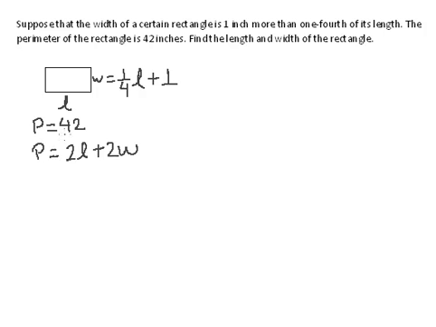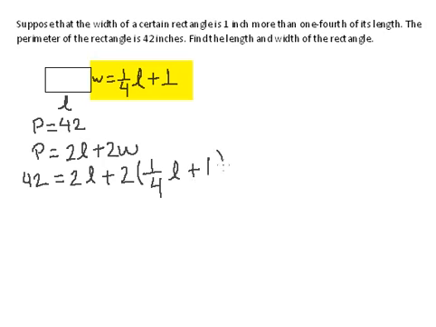Now all we have to do is replace the values that are given to us into the equation. In this case, they gave us the value of P, which is 42, and the value of W, which is 1/4 of L plus 1. So instead of P, we're going to write down 42 equals 2, which is part of the formula, times L plus 2. Now instead of W, we're going to write the value for W, which is 1/4 times L plus 1.